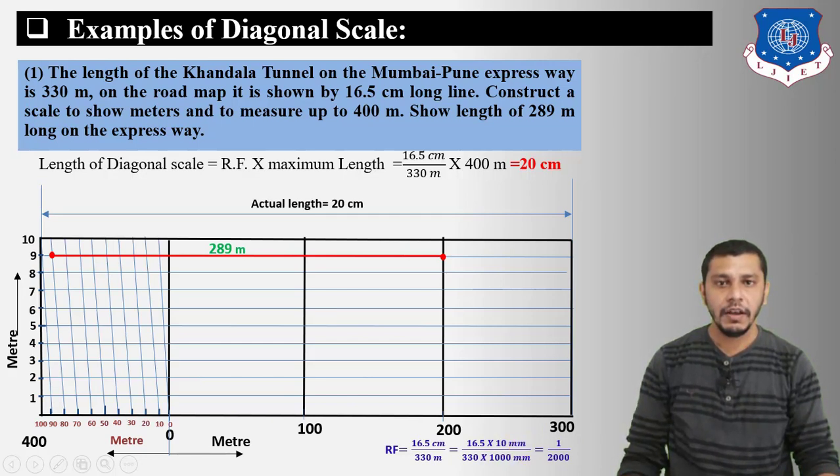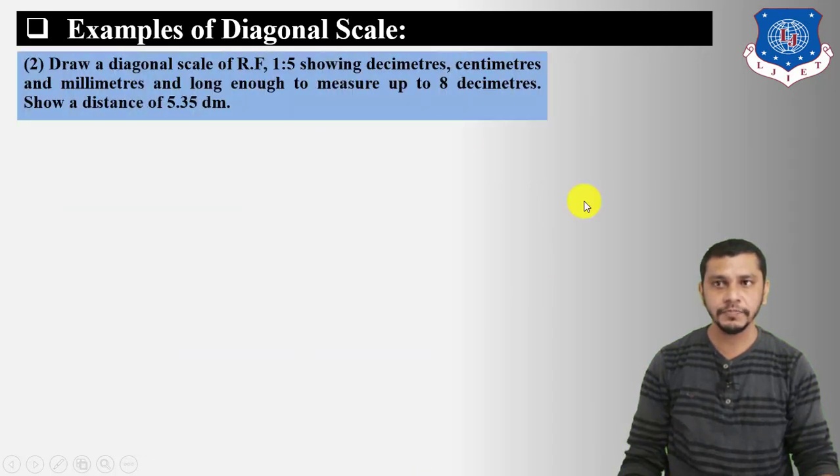Now let's move on to the next example. Example number 2. Draw a diagonal scale of RF equal to 1:5, showing decimeters, centimeters and millimeters. Now here the 3 consecutive units are directly given: decimeter, centimeter and millimeter.